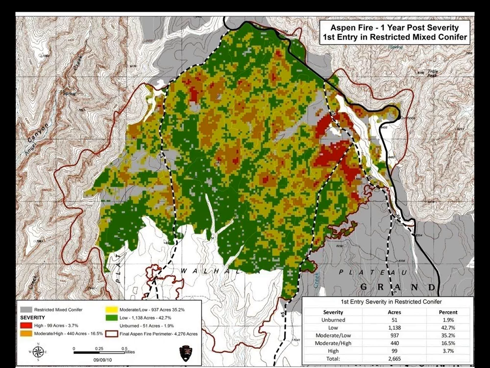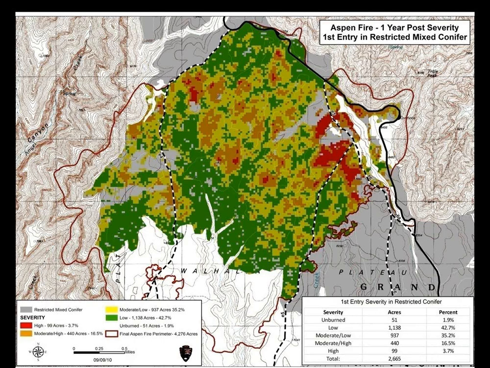And this was the effects of that fire. And you can see the gray is restricted mixed conifer habitat in the background. And then we went in here and, on this fire, we had moderate high. We had 16% of the fire was moderate high. High was only 3.7% of the fire. So it gives you an idea how each fire burns on a fire-by-fire basis.